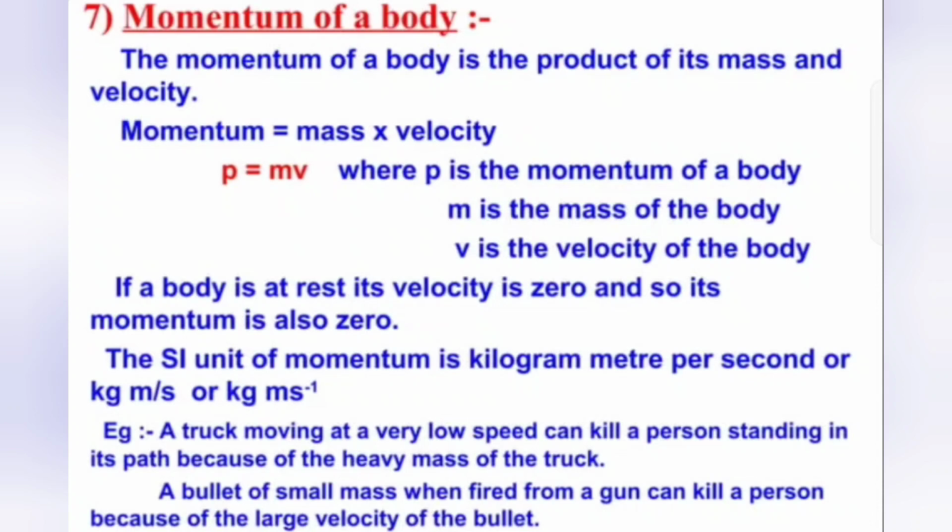Now let's take an example of momentum. A truck moving at very low speed can kill a person, right? And it's powerful because of the heavy mass of the truck. So think, if mass is low and velocity is low, then nothing will happen. But the mass of the truck is very large. Now, let's take an example of a cycle. If a cycle moving with low speed hits a person, it is not going to kill the person. It can hurt but cannot kill. Why? Because its mass is less.